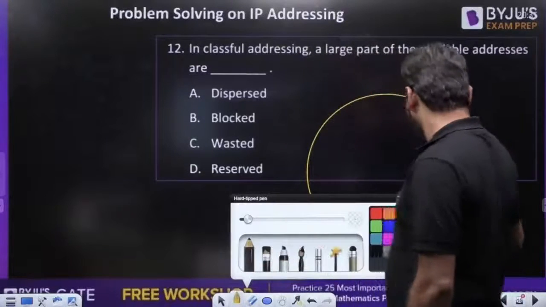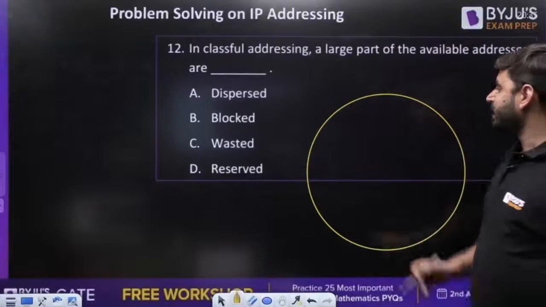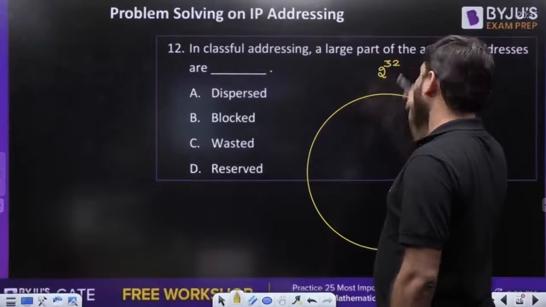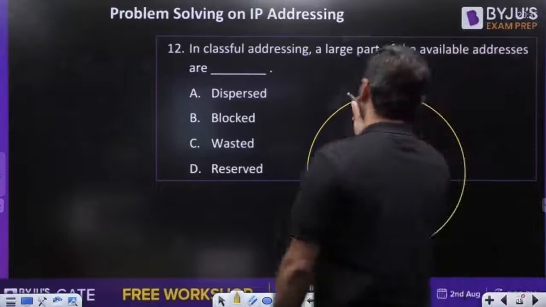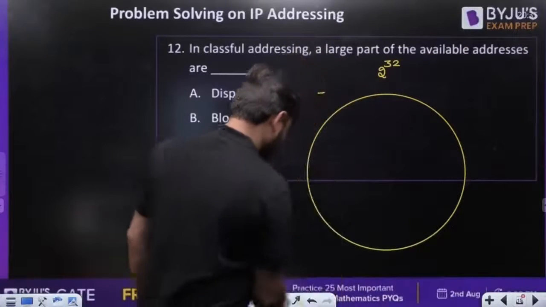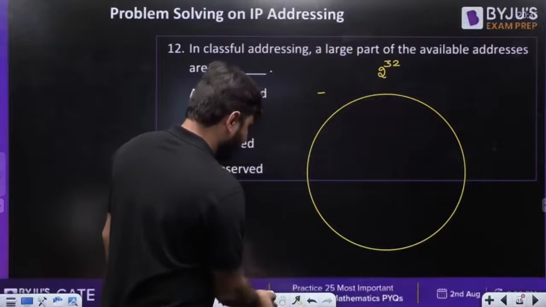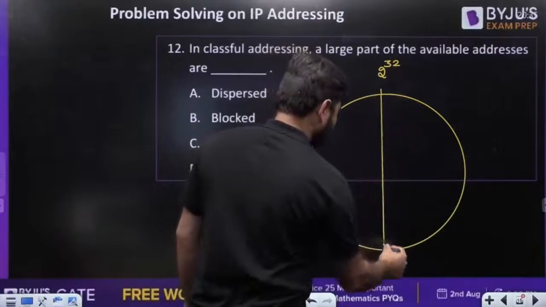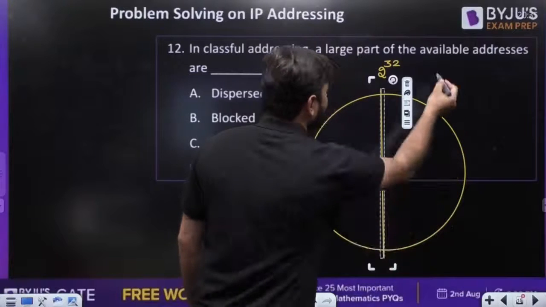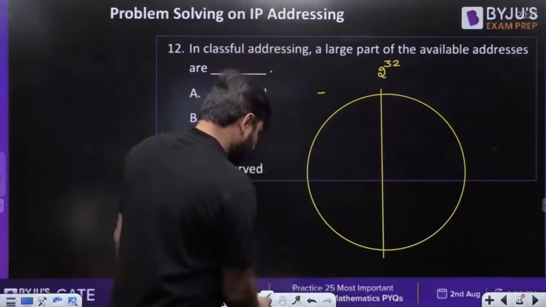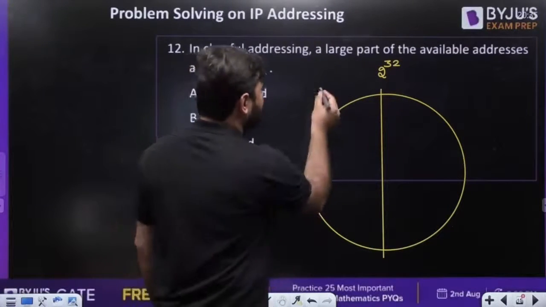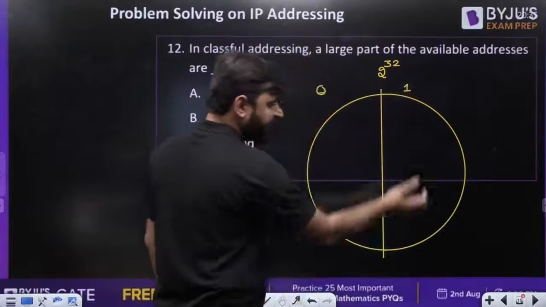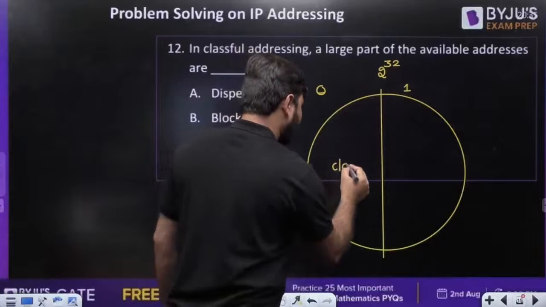Let me show you here. Actually in classful addressing, how many IP addresses do we have? 2 power 32. If I choose 1 bit here, I will divide this block into 2 parts. In this part this bit will be 0, in this part this bit will be 1. We have fixed this part for class A.